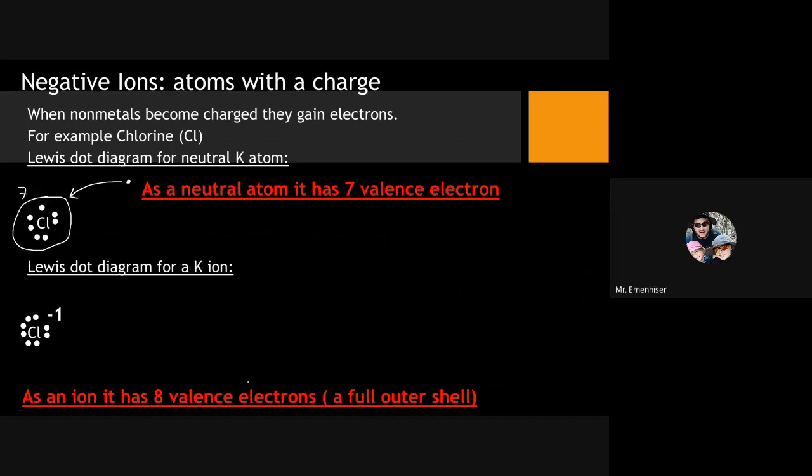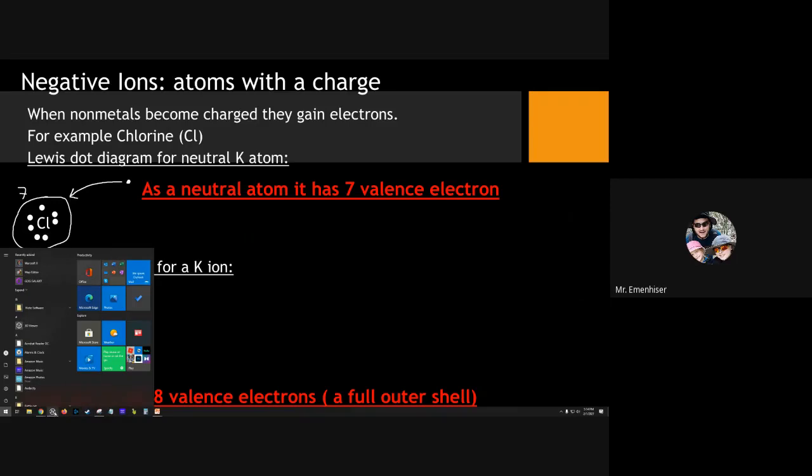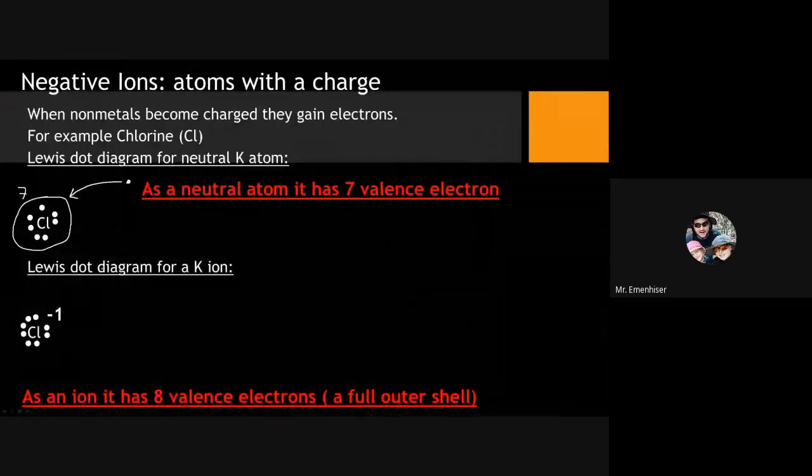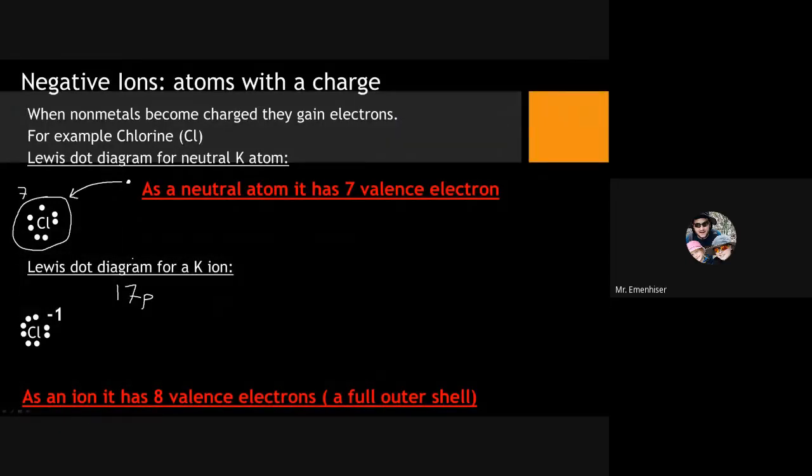So chlorine is element 17, okay? So the atom of chlorine will have 17 protons, 17 electrons. But then we gain one, and so now we have 18 electrons. So what's the net change? When we subtract these, we get a -1. So that's why it's net -1, and we get that extra dot. So now we have 8 dots. So this is what nonmetals will do.